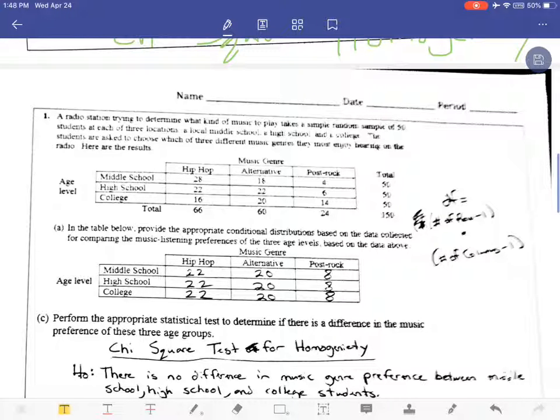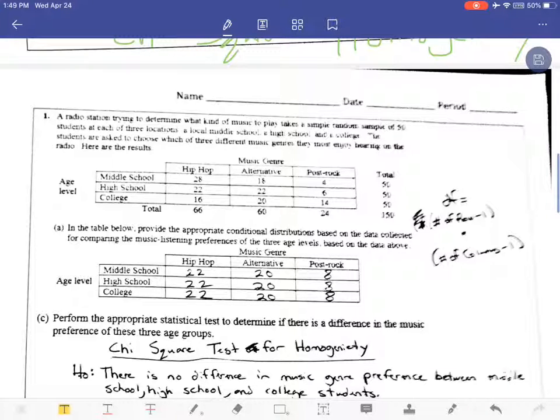The students are asked to choose which of the three different music genres they most enjoy hearing on the radio. Here are the results. Okay, so we're dealing with a two-way table, so that limits it down to homogeneity and test for independence. And since we have three different samples, it's going to be a test for homogeneity. So that is going to be the type of test that we have.